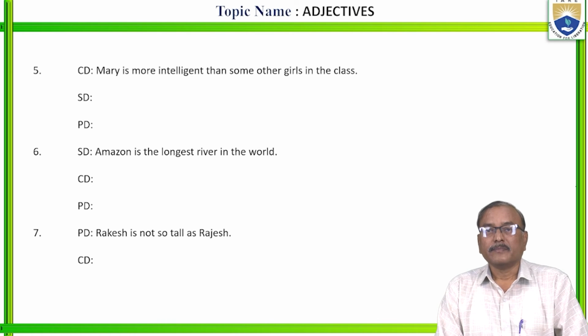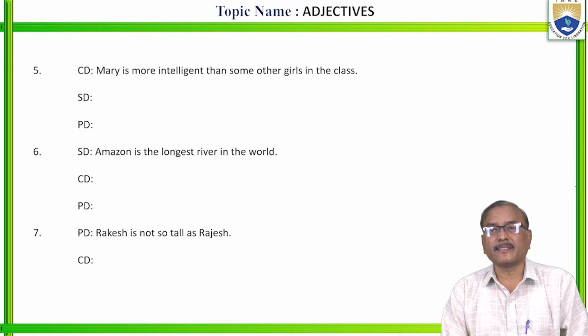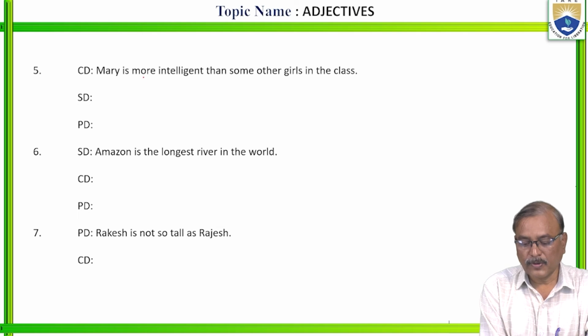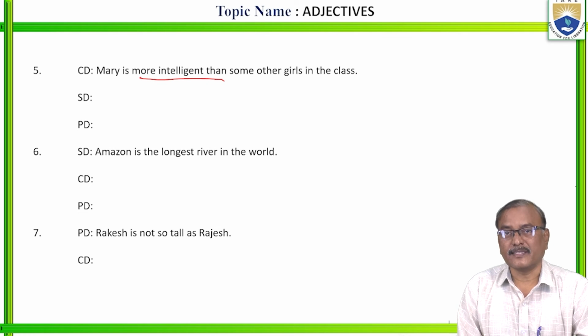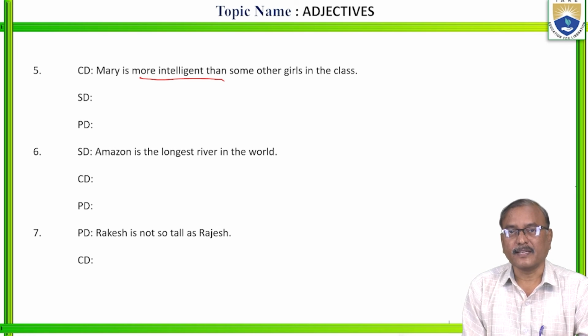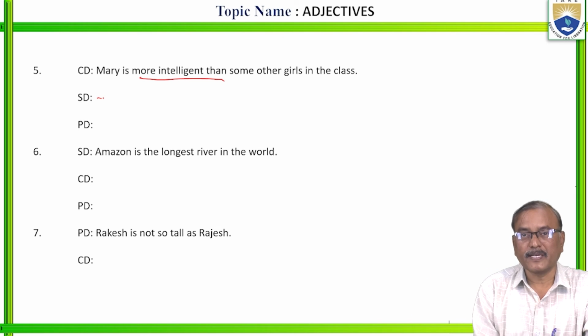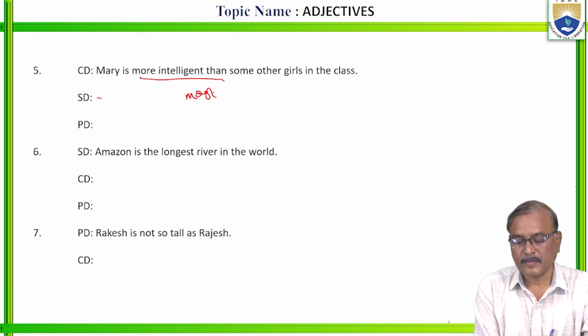Next, Mary is more intelligent than some other girls. Okay, more intelligent than some other girls, not all other girls. Is it clear? So he is asking us a superlative degree. So here you write most intelligent. Most intelligent.